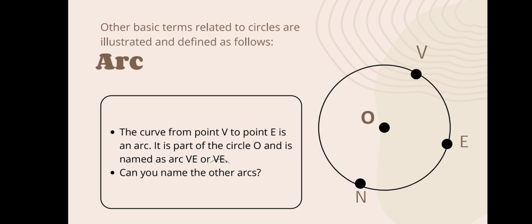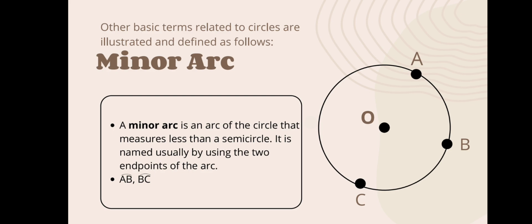So let's proceed. Minor arc. A minor arc is an arc of the circle that measures less than a semicircle. It is named usually by using the two endpoints of the arc. So for example, here is the minor arc AB and minor arc BC. So there are only two minor arcs of the circle O.